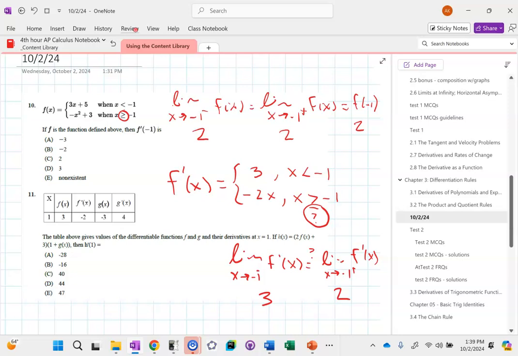Feels good. So what am I seeing here? They're not equal. That tells me I have a corner, which tells me that the derivative doesn't exist at -1.